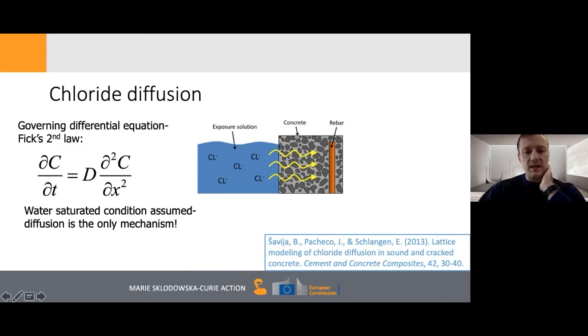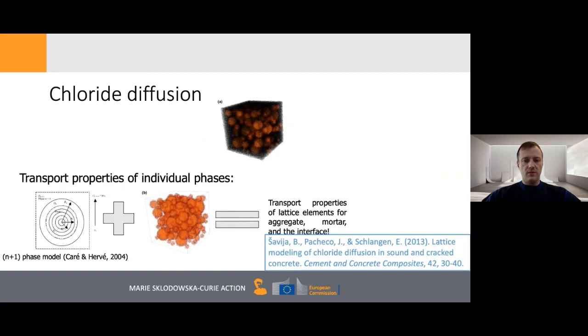This process of chloride diffusion in a saturated condition is commonly simulated using Fick's second law, as shown here. And for that, as I said, we assume a water saturated condition. If you have a specimen or a piece of material that's underwater, this is correct. Also, in practice, this is mostly used because it's relatively simple compared to other problems. So we assume a water saturated condition in these simulations.